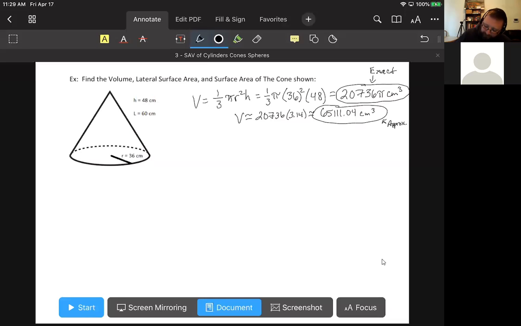So on to lateral surface area, which we said was pi times r times the slant height. Same deal, we're just going to plug in the radius and the slant height for now, and we're going to multiply those together. So 36 times 60 would give us 2,160 pi square centimeters for our exact lateral surface area.